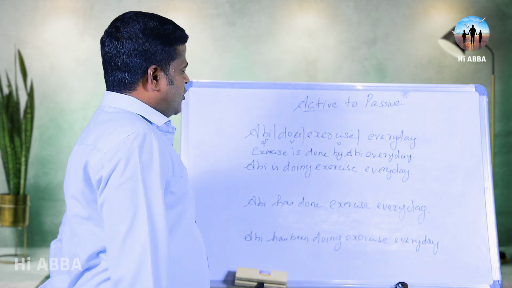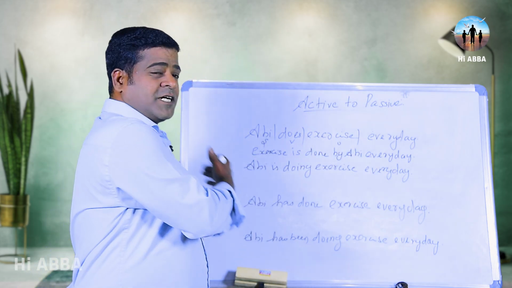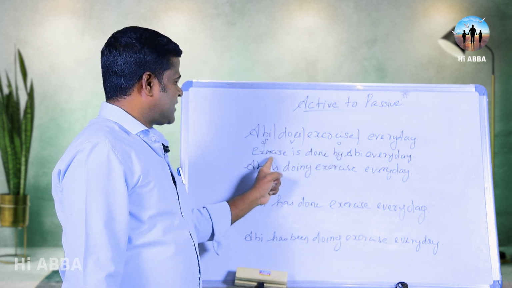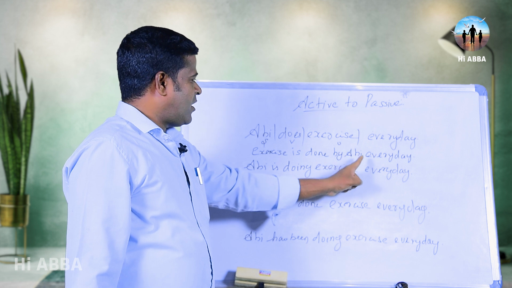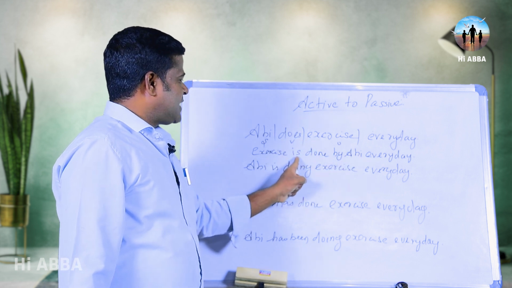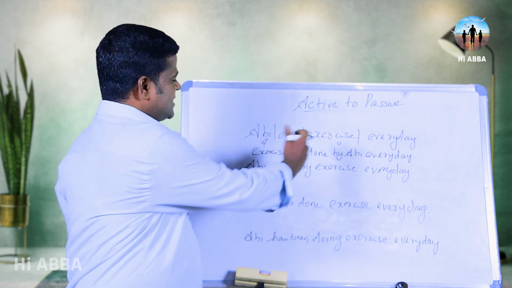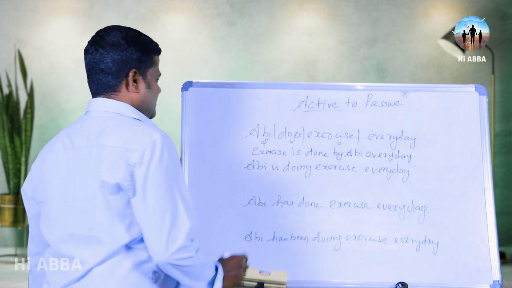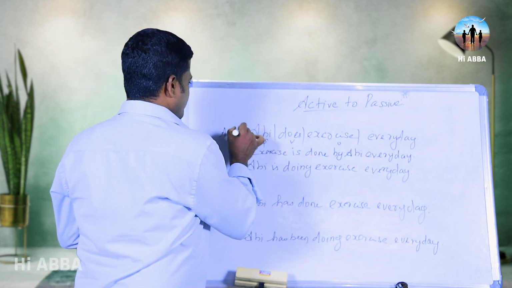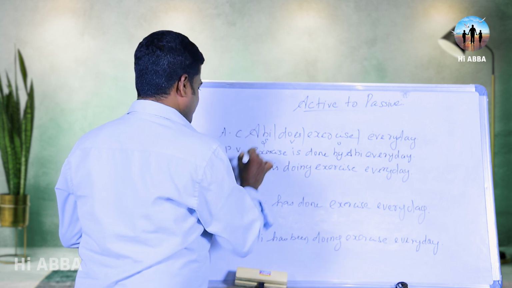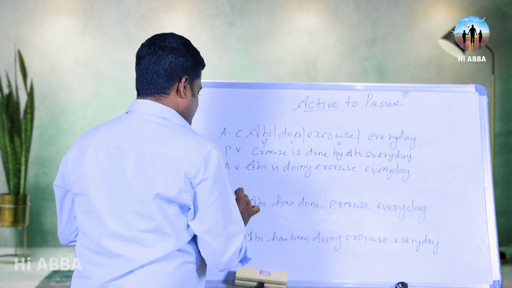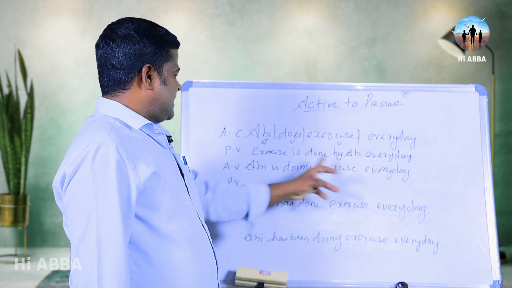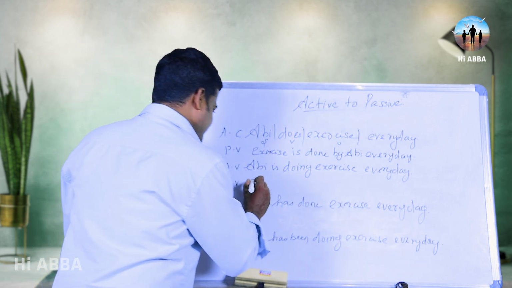So my dear students, hope you understand how it is done, how it is changed. Considering the sentence, the object has become subject, the subject has become object, and the be form is added, V3 is added. That is how it is done for all the tenses. Now we'll try for the next one. This is active voice, and what we are going to write now is passive voice. So now again the same thing: the exercise will become subject.